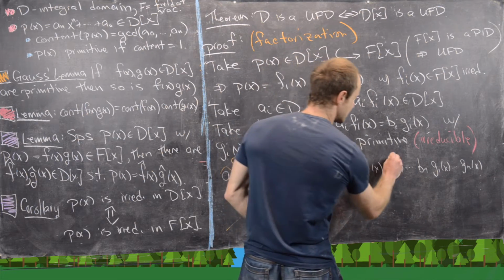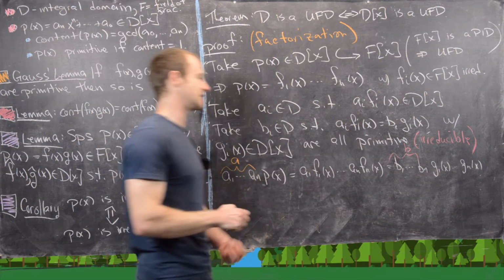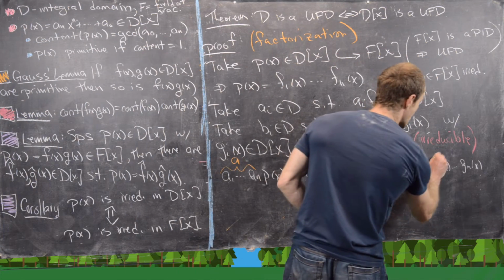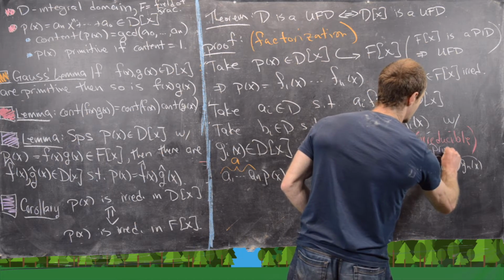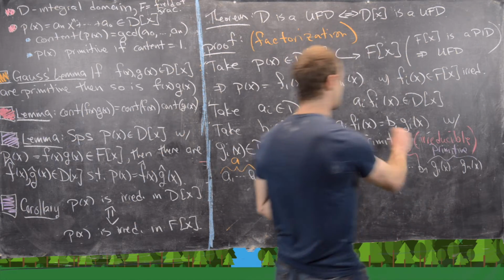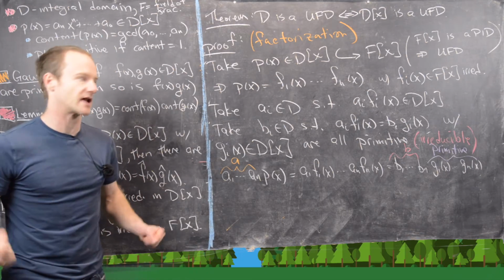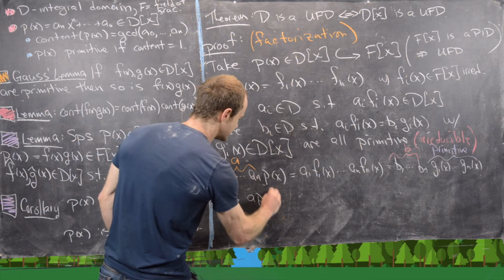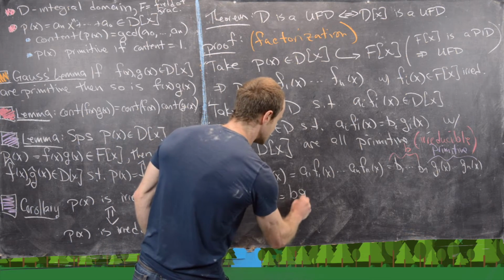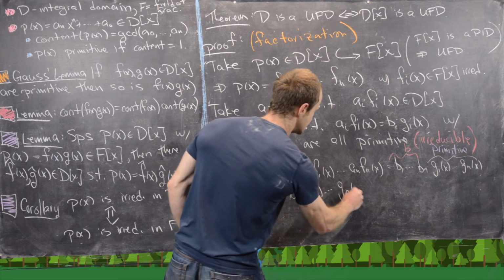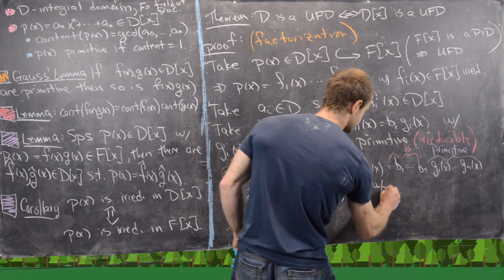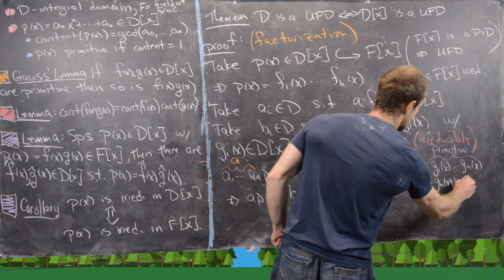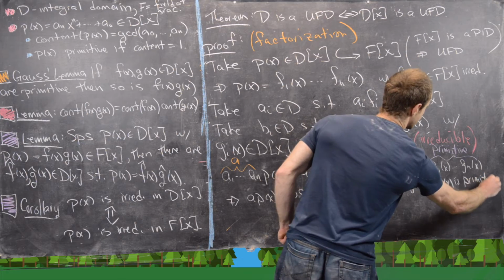Now I'm going to do something similar. I'm going to take all of these and combine them together into a b. And then another thing I'm going to notice is that this product over here is made up of primitive polynomials, because each of them is primitive, which makes their product primitive. Okay, so let's see what we've got. We've got a times p of x equals b times g_1 of x all the way up to g_n of x, where g_1 of x all the way up to g_n of x is primitive.